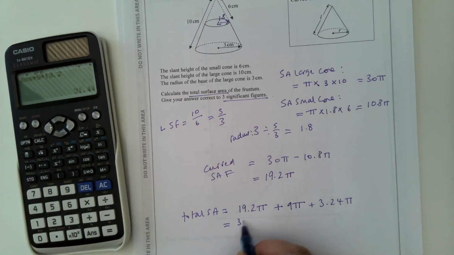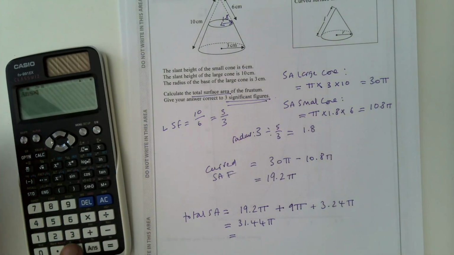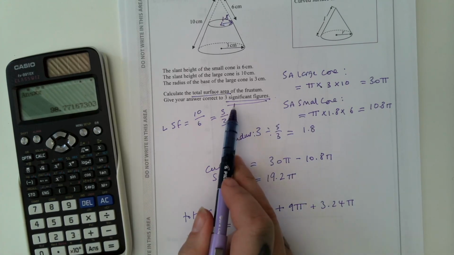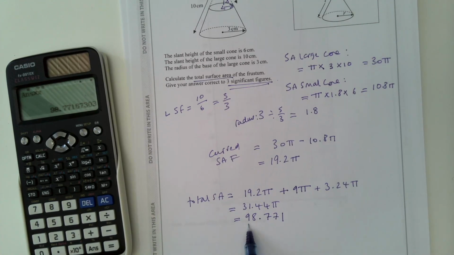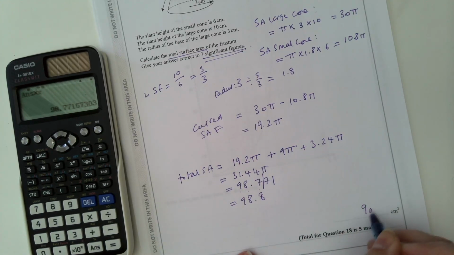So we have 31.44 pi. We want three significant figures. So let's figure out what 31.44 pi is. So it's 98.771. Three significant figures. 1, 2, 3. That 7 is going to round this 7 up. So it's 98.8. That's the total surface area.